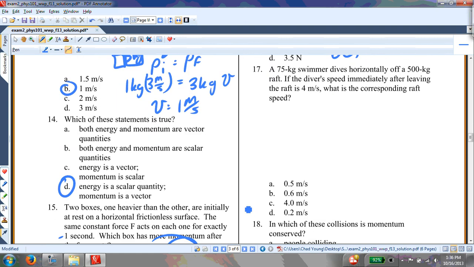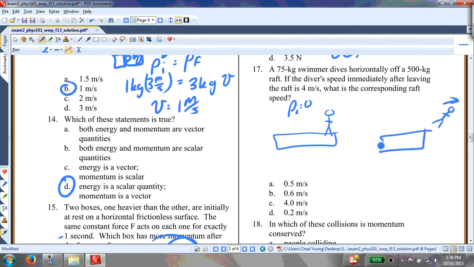A 75 kilogram swimmer dives horizontally off a 500 kilogram raft. So I have a raft, swimmer on it. Initially, the momentum equals 0 because neither one of them is moving. But then the swimmer jumps off. He goes in that direction. And so the raft has to go in the opposite direction. So we say PI equals PF. That's 0 equals the momentum of the raft, which is going to be the mass of the raft times the velocity of the raft, plus the momentum of the swimmer.